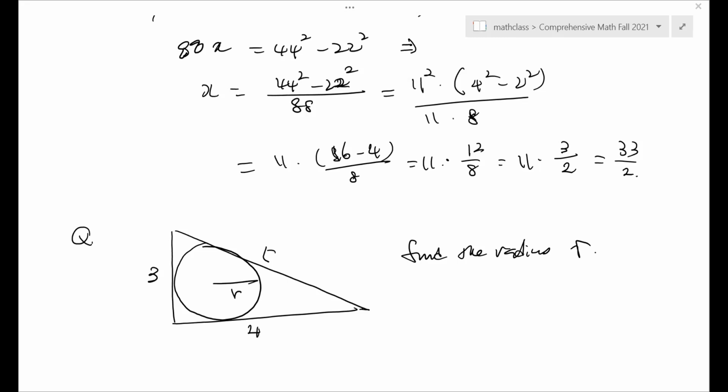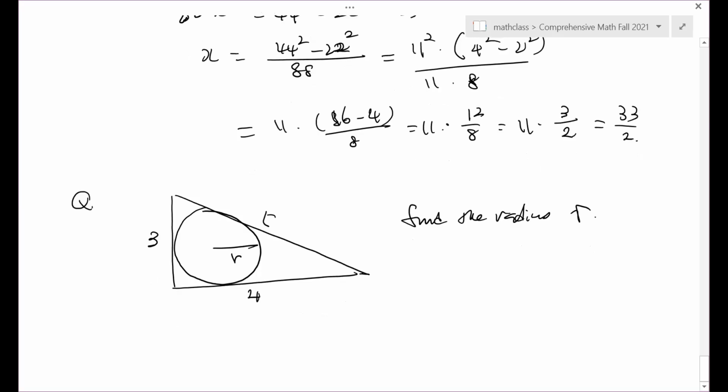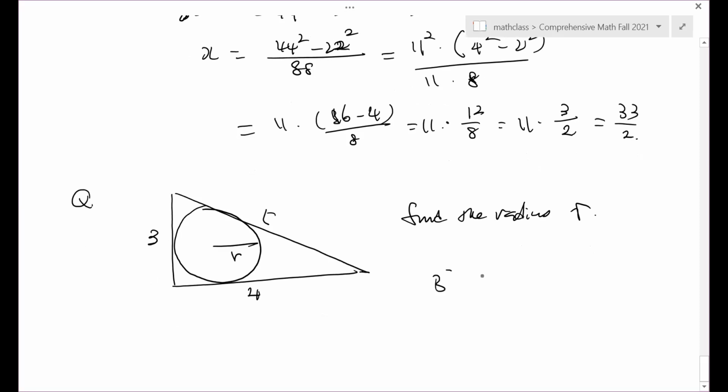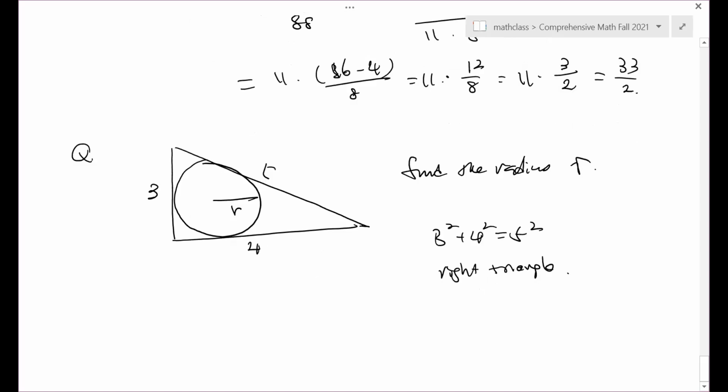Anyone has answers? So a circle with radius r is inscribed in this triangle. First of all, you should notice that this is a right triangle. 3 squared plus 4 squared equals 5 squared, a right triangle. Now, how do you find the radius? For this particular problem, maybe we have a couple of ways to solve it. You can try connecting this and try this.